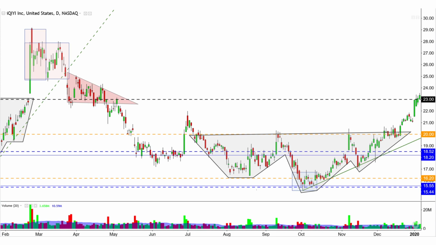Here is another example where a small double bottom is part of a large reverse head and shoulders formation. The uptrend lines derived from these patterns will be helpful guides in assessing the uptrend that is making solid progress in establishing over the old 23 level.